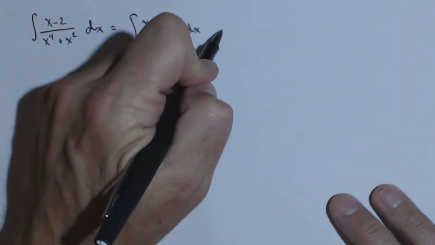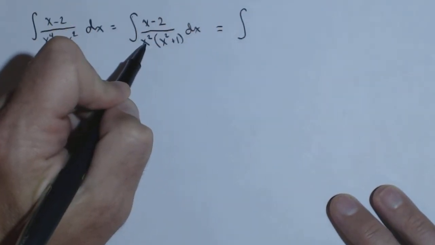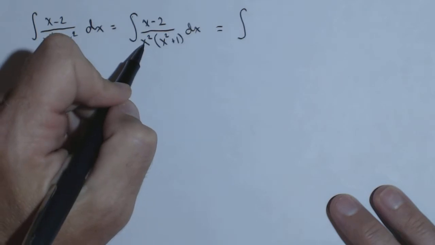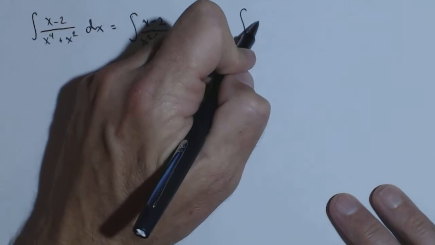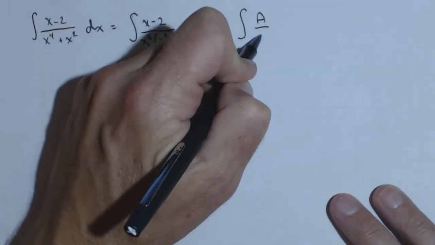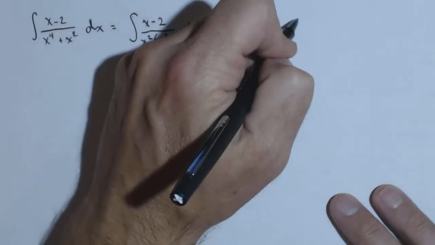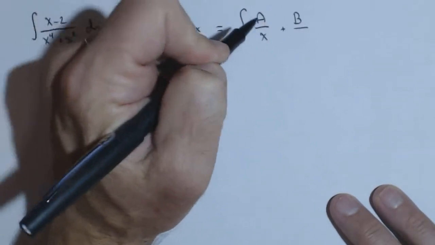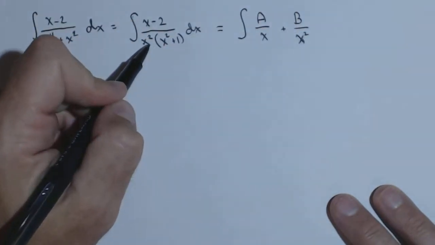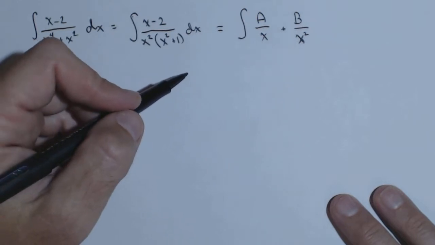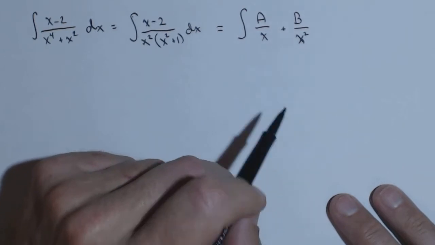So we need to set up what this is going to look like. We have what's called a repeated linear factor, because this is the factor of x being repeated twice. So we need to represent all its iterations. When we go to write this up, we're going to have A over x, because that's one of our linear factors. But we have to represent all its powers, so we're going to put a B over x squared. If that had been an x to the fourth, we'd have a C over x cubed and a D over x to the fourth. However many are repeated have to have a representation here.